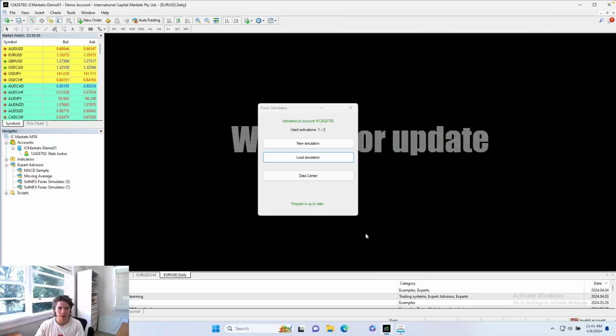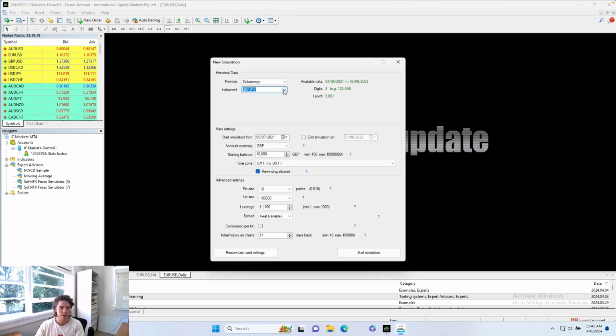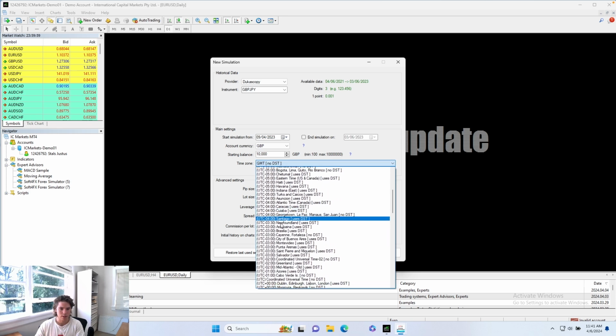We've just gone and set up a new simulation here, which we're going to do right now. We're going to go GBP JPY. We're going into April, right? So let's do April 2023. We'll start on the second week, considering we are going into the second week. So let's start on the 9th. And so pretty much the exact same as the week we're going into. Rewinding not allowed.